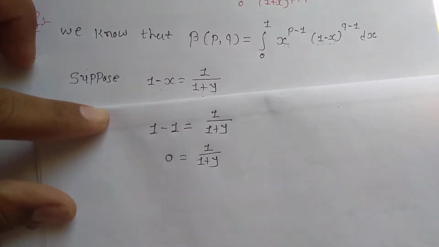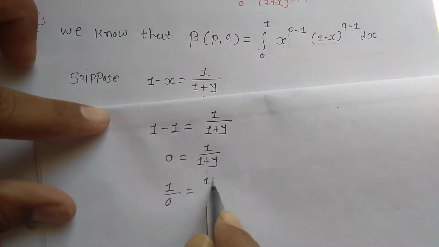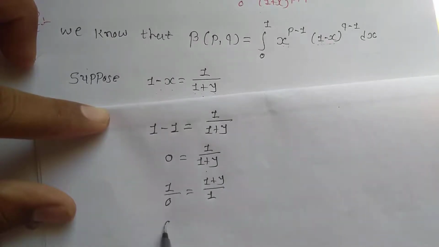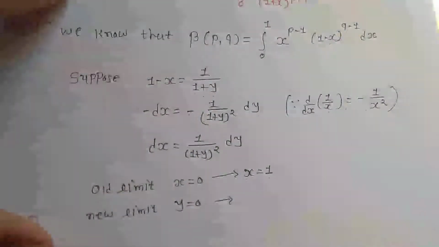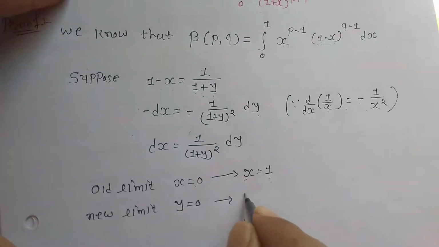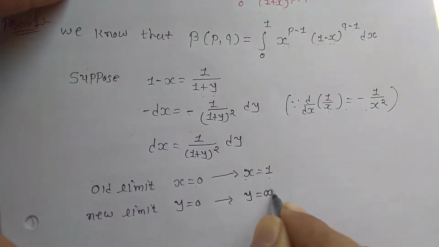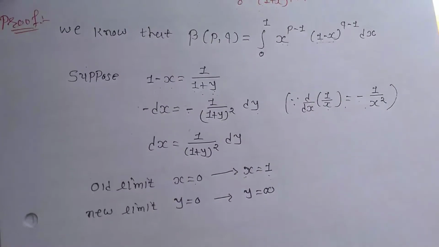Now take reciprocal on both sides, and it is 1 divided by 0 is equal to 1 plus y upon 1. 1 upon 0 is infinite, equal to 1 plus y upon 1, which is 1 plus y. Therefore, infinite is equal to y, means y is equal to infinite. X equal to 1, then y is infinite. So clear?